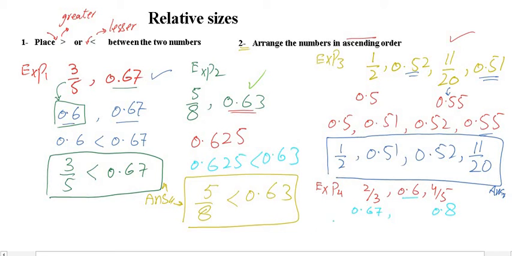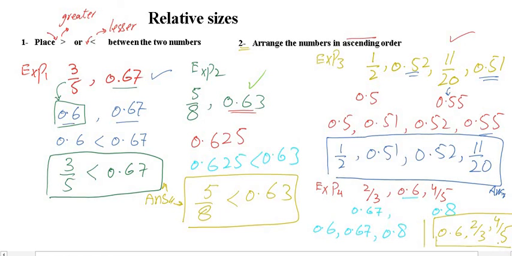Now in order, 0.6 comes first because that is the smallest number, then 0.67 is bigger, and after that 0.8 is the biggest. But again, this is not our answer. We have to write in the required order, which is 0.6 first, and after that 0.67, which is the equivalent of the fraction 2 out of 3, and then 0.8, which is equivalent to the fraction 4 out of 5. So this is your required order in ascending order.